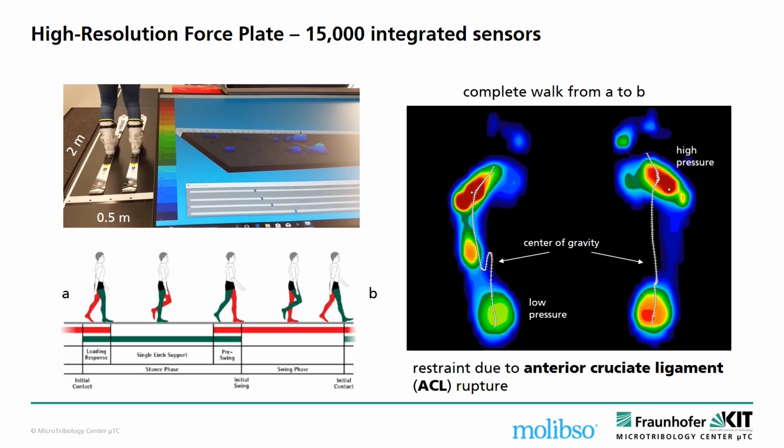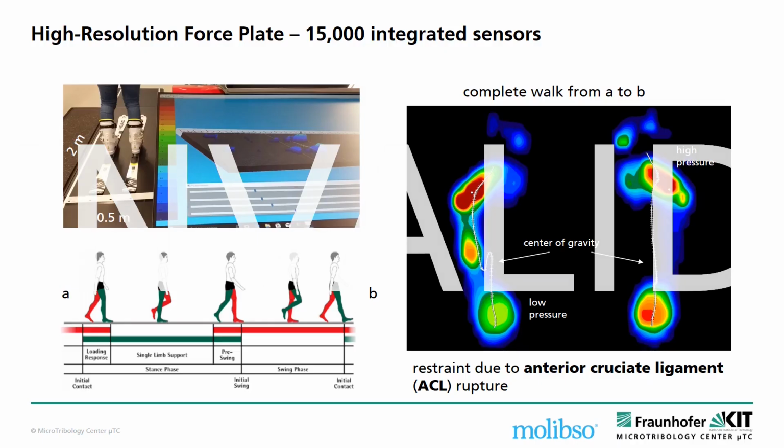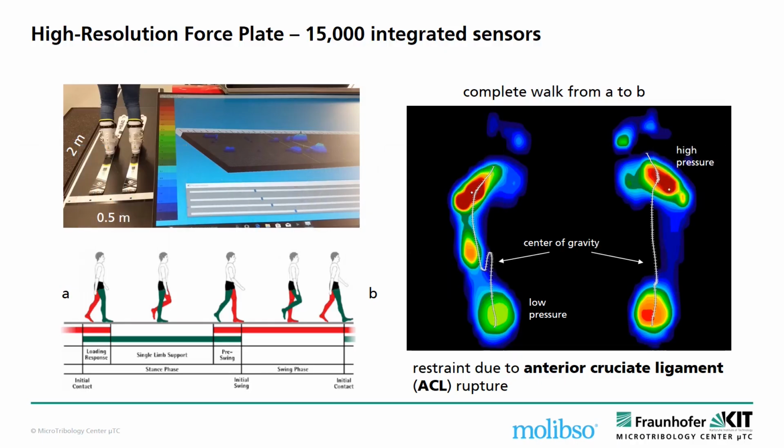To go towards the gait analysis, we need a device, and this device is a high-resolution force measuring plate, and this plate has 15,000 integrated sensors. The force plate has a width of half a meter and a length of 2 meters, and here we have a skier on it with alpine skis, and you see an impression of the pressure distribution.